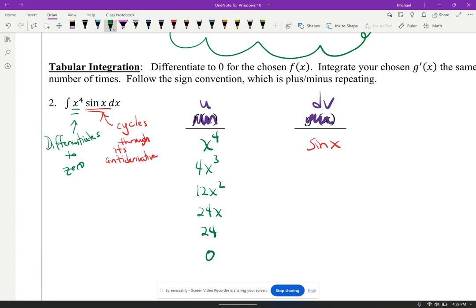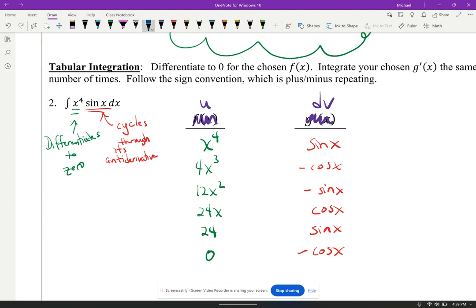So let's start. The antiderivative of sine x is negative cosine x. So I'm putting them in the same row, negative cosine x. The antiderivative of negative cosine x would be negative sine x. The antiderivative of negative sine x would be cosine x. The antiderivative of cosine x would be sine x. And then notice how the cycle begins again, and this would be negative cosine x. Great. Now, here's the neat thing about the shortcut.